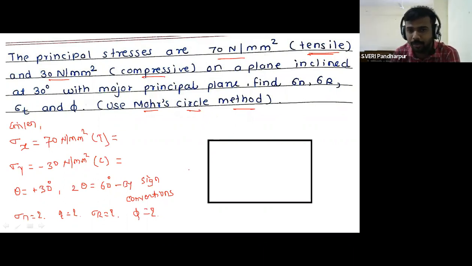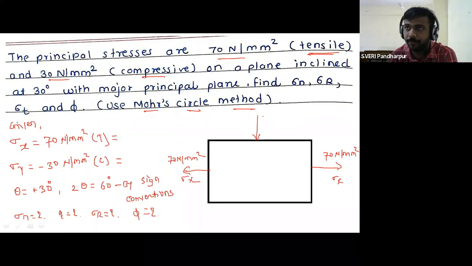Also, you have to draw the figure. So this is sigma x, which is equal to 70 Newton per mm square. This is also 70 Newton per mm square. Both are tensile, equal and opposite. Then sigma y is represented along the vertical axis, but it is compressive. Therefore, you have to represent compressive on the figure also.